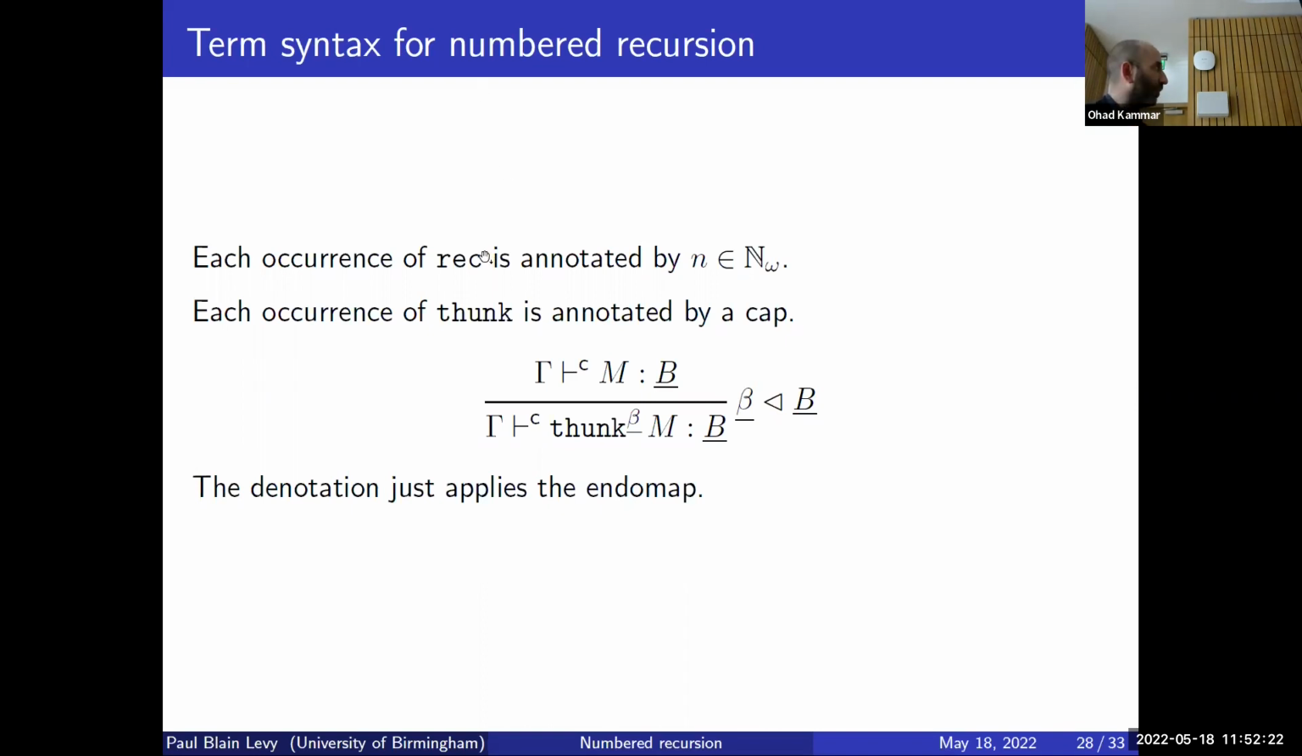Now I need to change the language. I've said that we want a term syntax with numbered recursion. That means term recursion has to be annotated, just like in the first part of the talk. But also, every occurrence of thunk has to be annotated by a cap. That's the big change. Thunks are annotated. And what does this mean denotationally? Remember that beta denotes an endomap, so we're just applying that endomap, like a strict endomap.